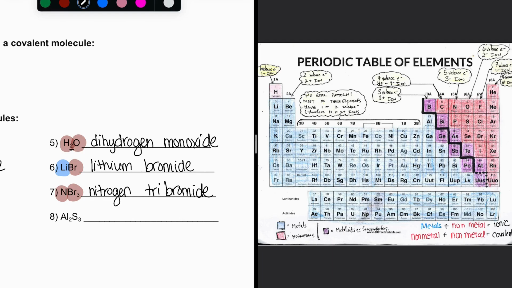And then I have aluminum and sulfur. Aluminum is a metal. Sulfur is a nonmetal. That's an ionic bond. For ionic bonds, I just name what I have and change the ending. So I have aluminum, and sulfur is going to change to sulfide.